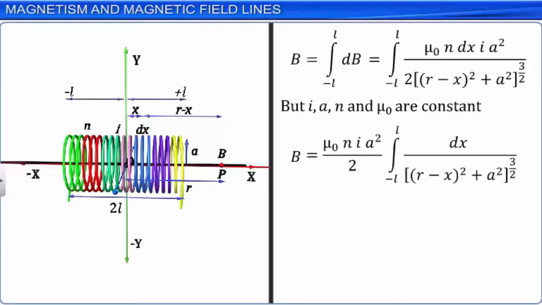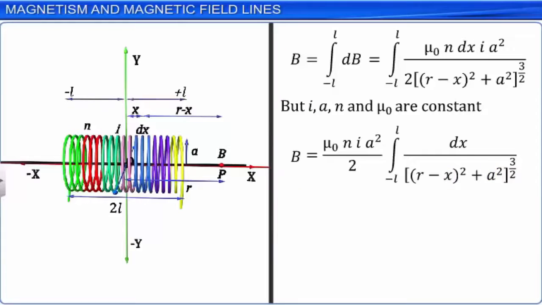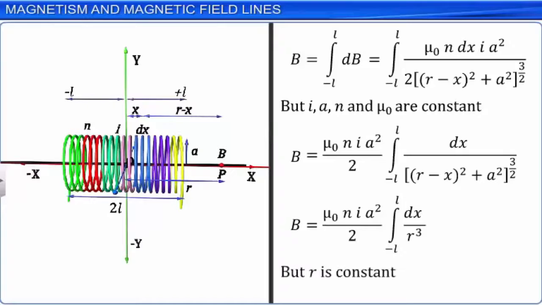When we consider the point on the axis of the solenoid at a large distance, r is much greater than a, and r is much greater than x. Hence, we neglect the terms a and x in the denominator of the expression for B. Then, B is equal to mu naught n I A square by 2 into the integral from minus L to L of dx by r cube. But the distance of the point P from the origin r is constant. Thus, B is equal to mu naught n I A square by 2r cube into the integral from minus L to L of dx.